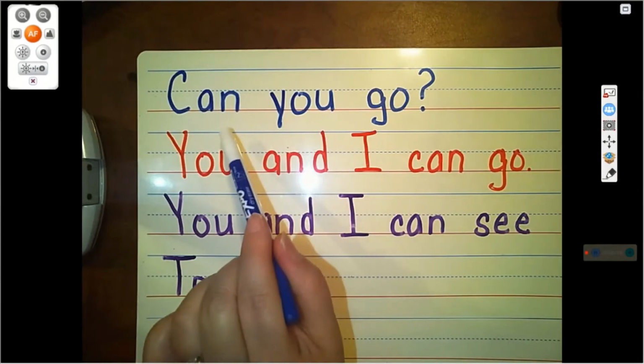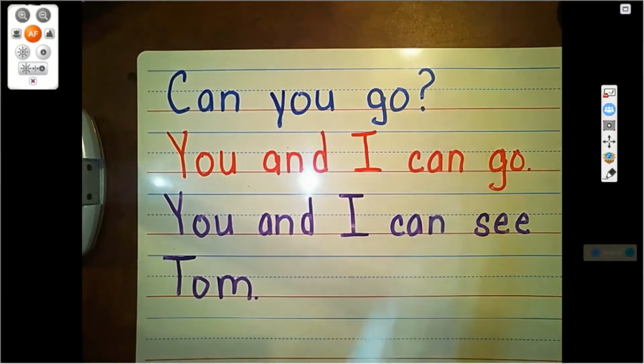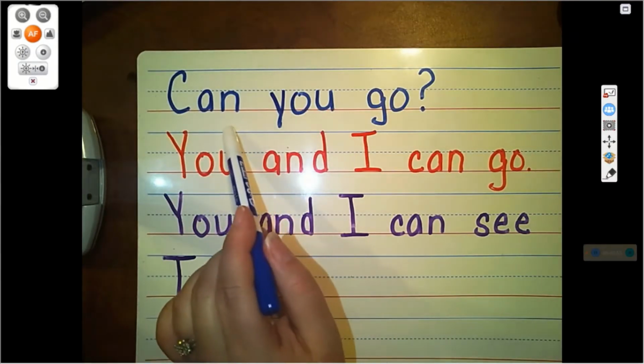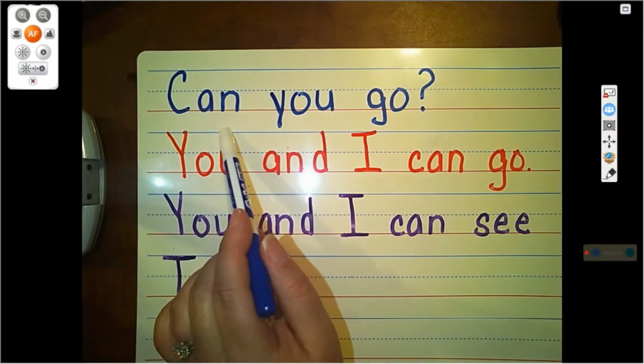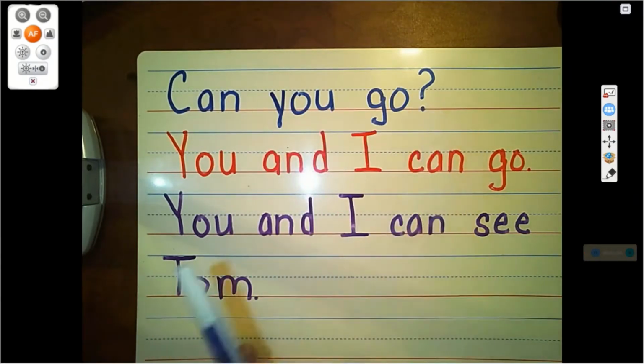Let's read this. Ready? Can you go? Now remember, we change our voice when we're asking questions. We don't say questions and sentences in the same tone of voice. I don't say, can you go? I say, can you go? We change our voice a little bit. So can you read it like you would be asking it to someone? Can you go? Good job.